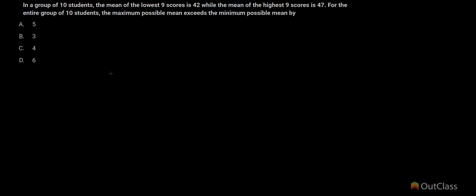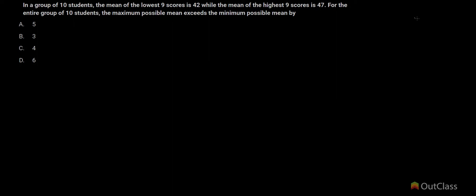In a group of 10 students, the mean of the lowest 9 scores is 42, while the mean of the highest 9 scores is 47. For the entire group of 10 students, the maximum possible mean exceeds the minimum possible mean by how much? The options are 5, 3, 4 and 6.